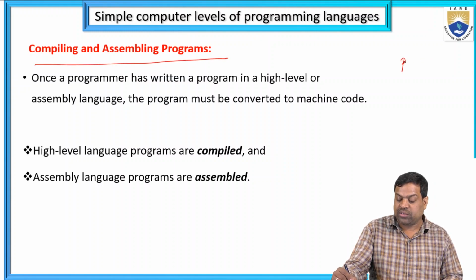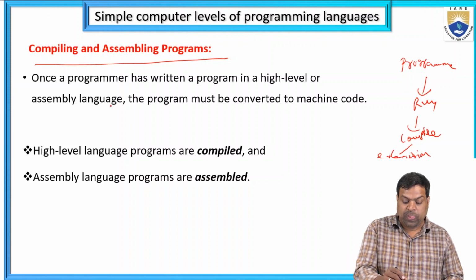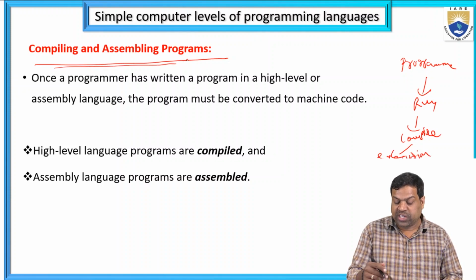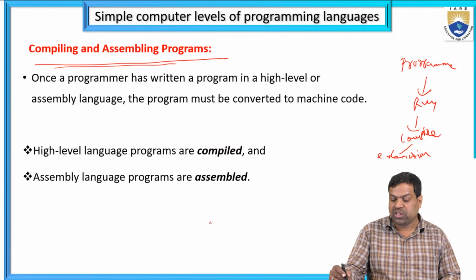Suppose I wrote a program. This program I have to run. Run means it is compiling. Run, compile, and execution. So compiling and execution is there. How is compiling done in assembly language? Once a programmer has written a program in high level or assembly language, the program must be converted to the machine language.